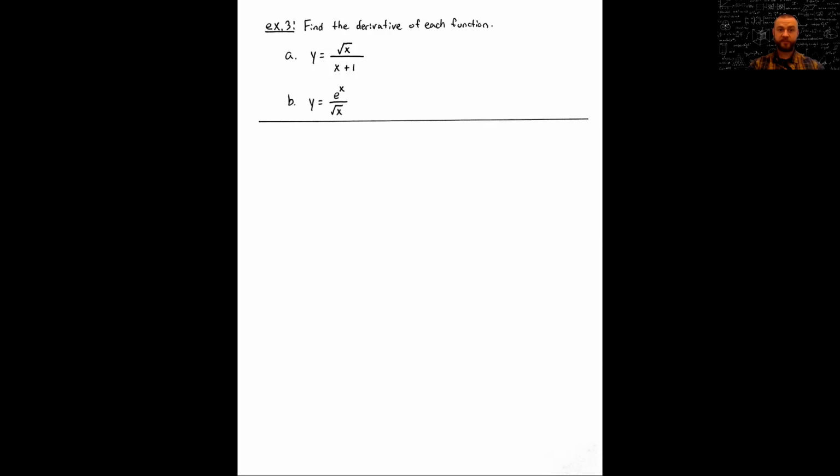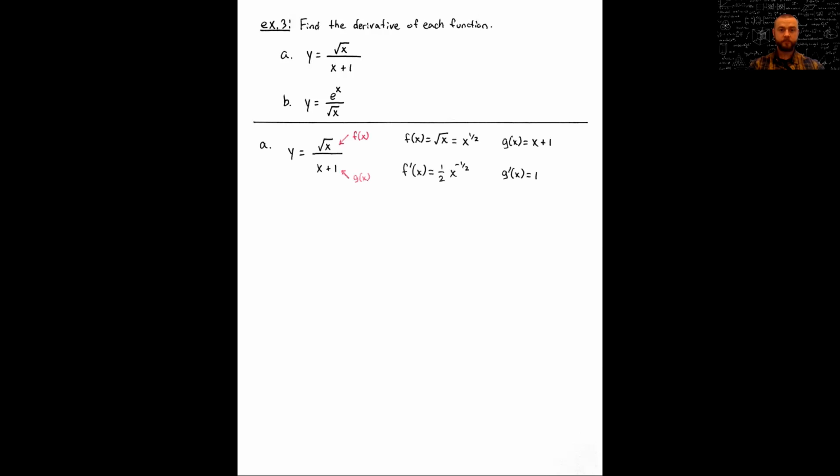All right, now when you're ready, let's go through part A. This one is a straightforward application of the quotient rule. There's really no other ways to rewrite this function. So we just will approach it as a quotient. f of x, the numerator, will be square root of x. And then g of x, the denominator, will be x plus 1.